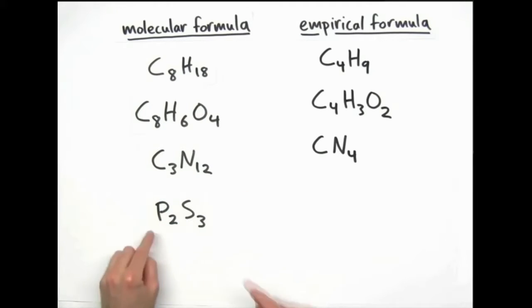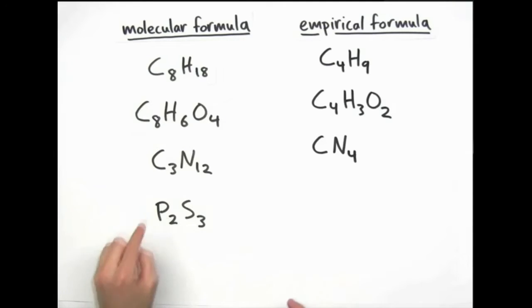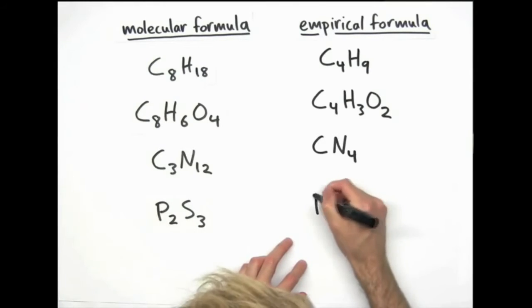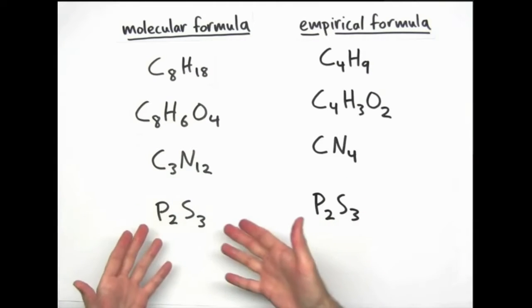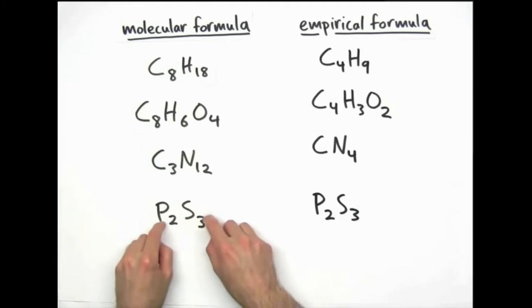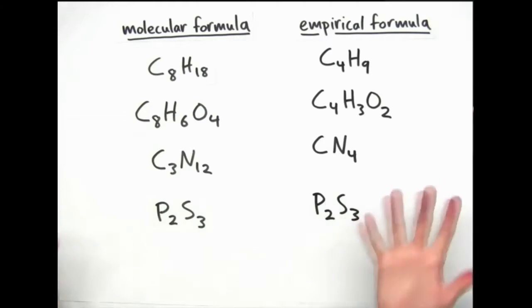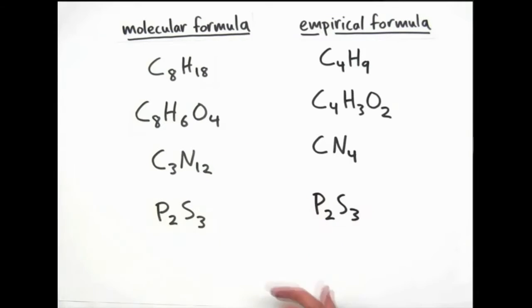P2S3. What can we divide both of these numbers by to get this as reduced as possible? Nothing. There is nothing that we can divide both of these numbers by, right? They're not divisible by the same numbers. So because of that, P2S3 is as reduced as it can get. So that means that the empirical formula, in this case, is exactly the same as this molecular formula. And sometimes that happens. Often you'll have molecular formulas that can't be reduced down anymore, and their empirical formulas are exactly the same. So don't freak out if you get a formula like this you just can't reduce. It's fine. The empirical formula is just the same as a molecular formula.